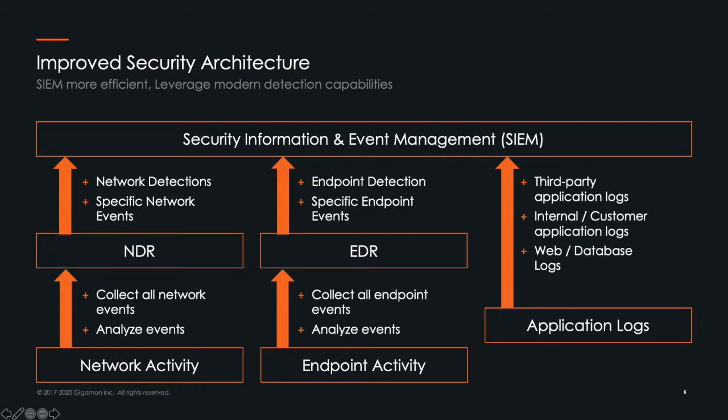So now if you have a revised traditional security approach, we introduce NDR and EDR as the intermediaries between the network traffic and the endpoint activity. The NDR and EDR solutions store all that specific telemetry data that they're designed to collect and analyze. And then they feed the SIEM solution the relevant detections and the related important events.